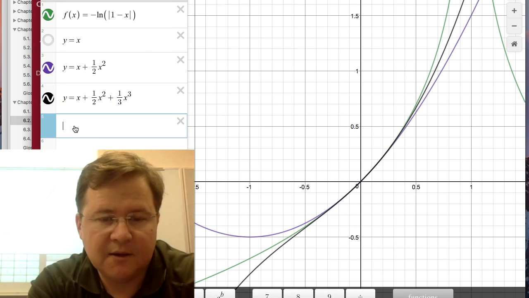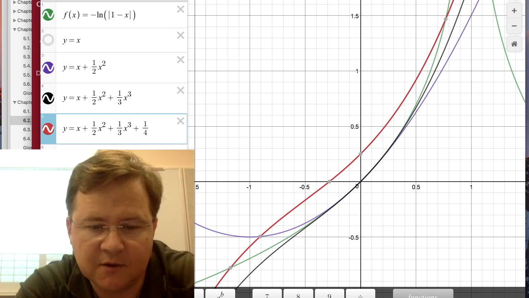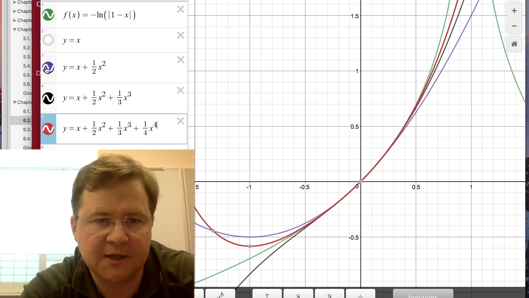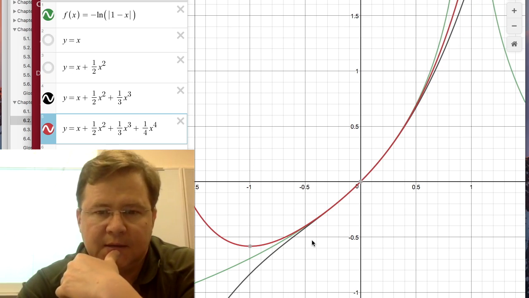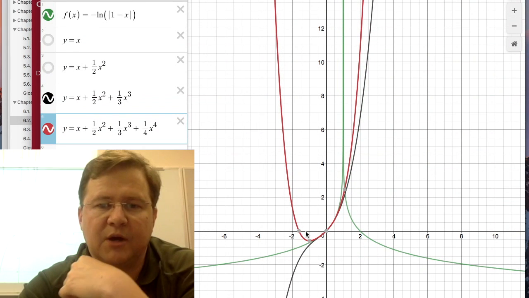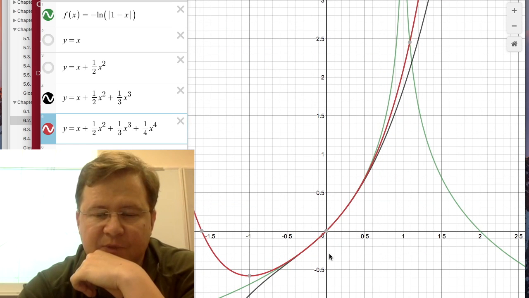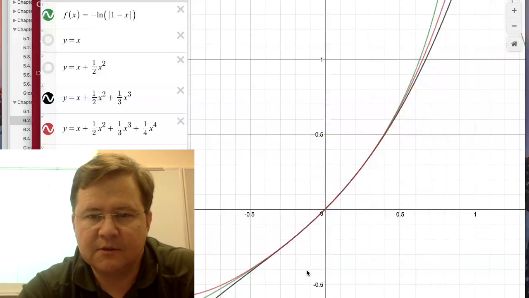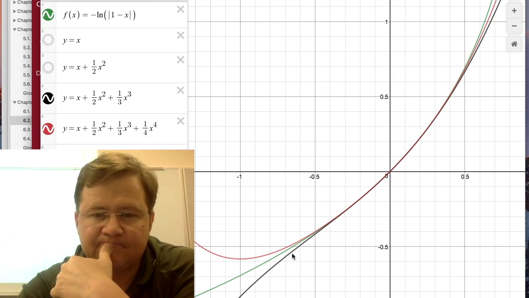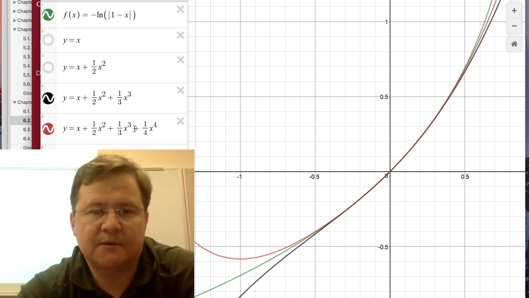Let's see if I can save some time here. Copy and paste plus 1/4 of x to the 4th. So now what I have is a 4th degree polynomial, kind of parabola-like, right? But you can see how it really follows the graph very closely, remarkably well, right? And I would even dare say even a little bit better than the last one does.